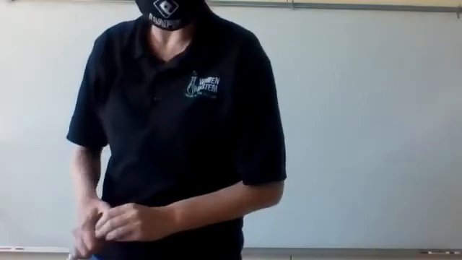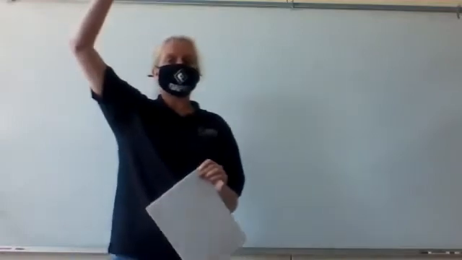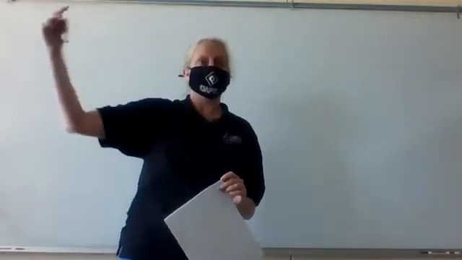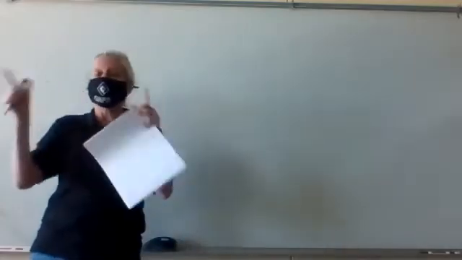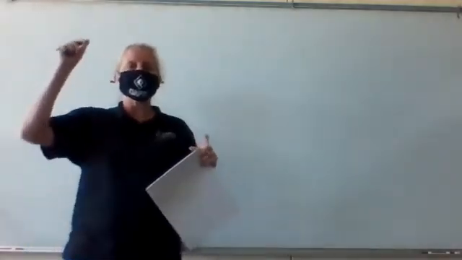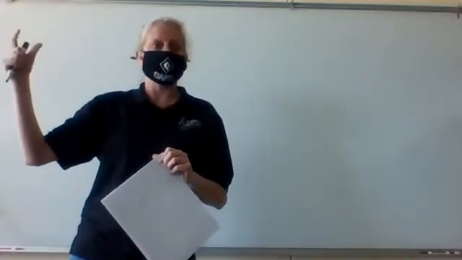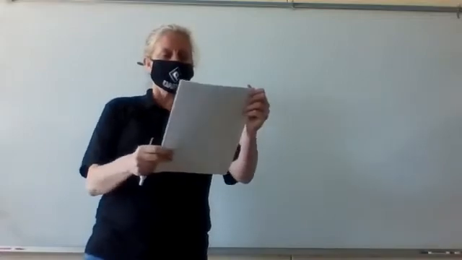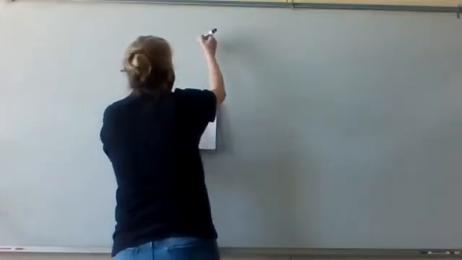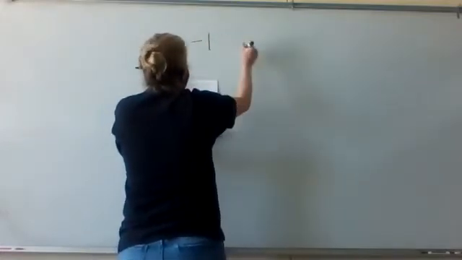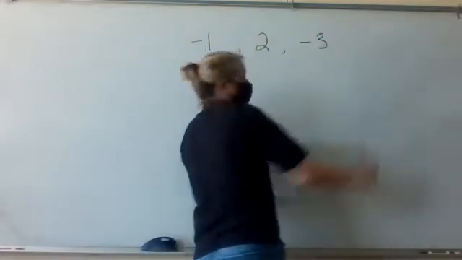It says find the polynomial function of degree 3. The degree is going to be what the highest exponent is of the polynomial function. So degree 3 means once I do all this work, I'm going to end up with an x cubed, to the 3rd power, as my highest exponent. So degree 3 with real coefficients that has the given zeros. The zeros that it gives me are negative 1, 2, and negative 3.